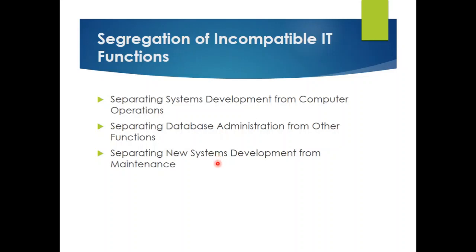Next is to separate the new systems development from the maintenance. They are all under systems development, but the new systems development is separate from the systems maintenance. There are some companies who organize their in-house development function into two groups: the systems analyst group and the programming group. The systems analyst group works with the users to produce detailed designs of the new system, while the programming group codes the programs according to these design specifications.